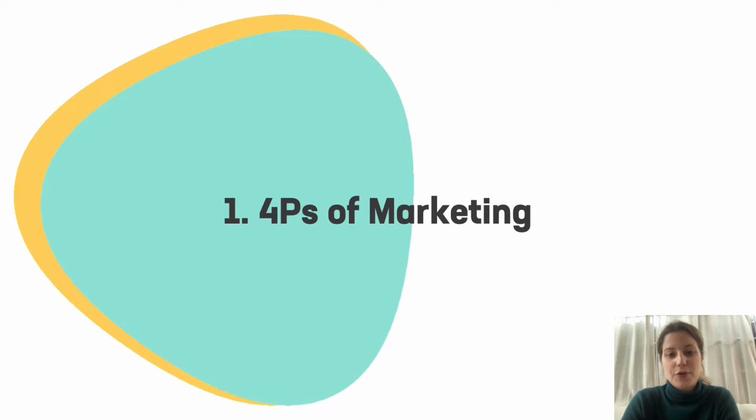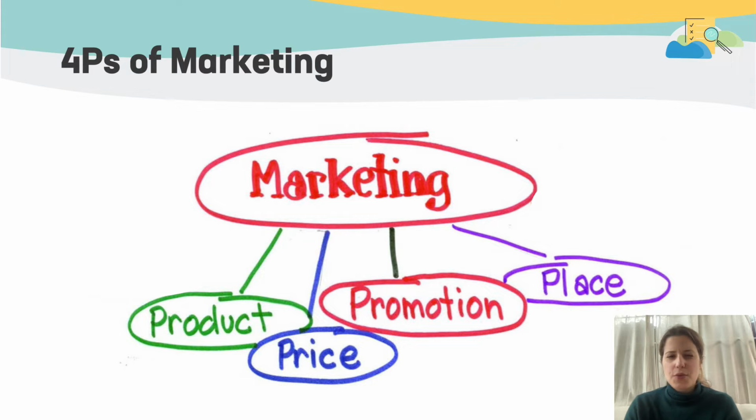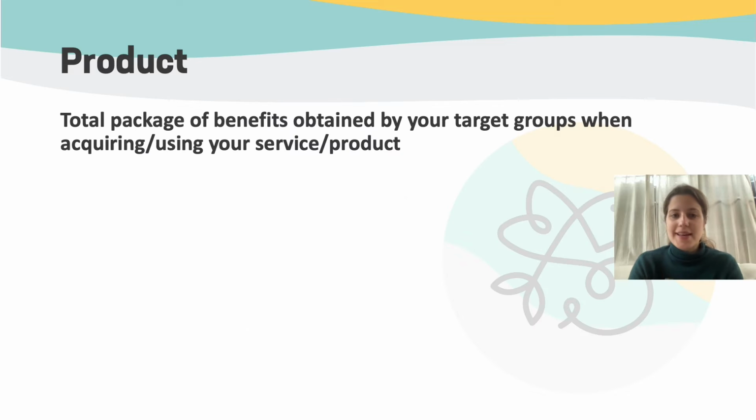So let's start with the 4 Ps of marketing. So what are those 4 Ps? Well, they stand for product, price, promotion, and place. We will look at each one of those in more detail in just a few seconds. But essentially, these 4 elements must work in synergy to create a balanced marketing strategy that efficiently reaches your target audiences. Let's start with the first P, product.